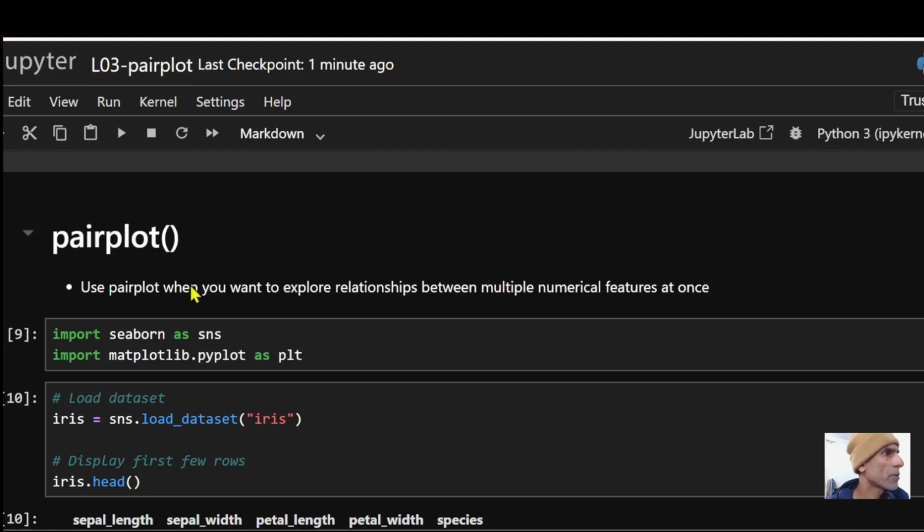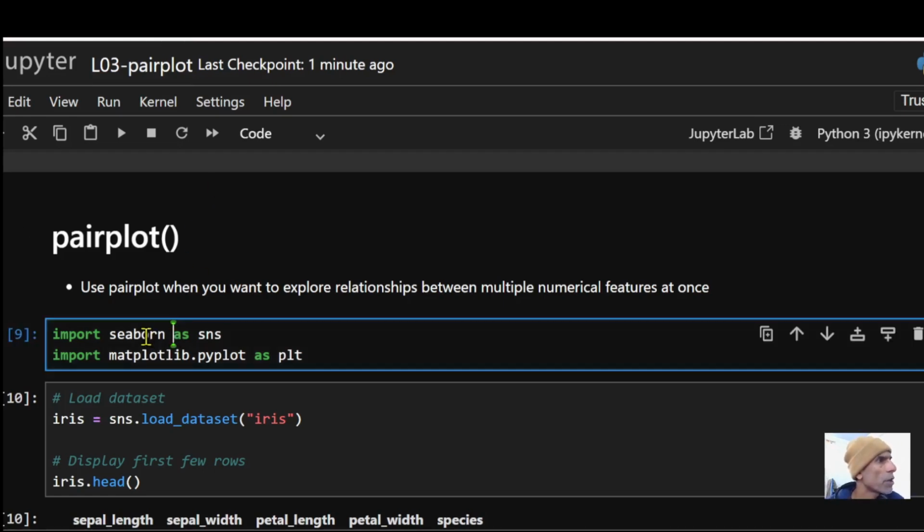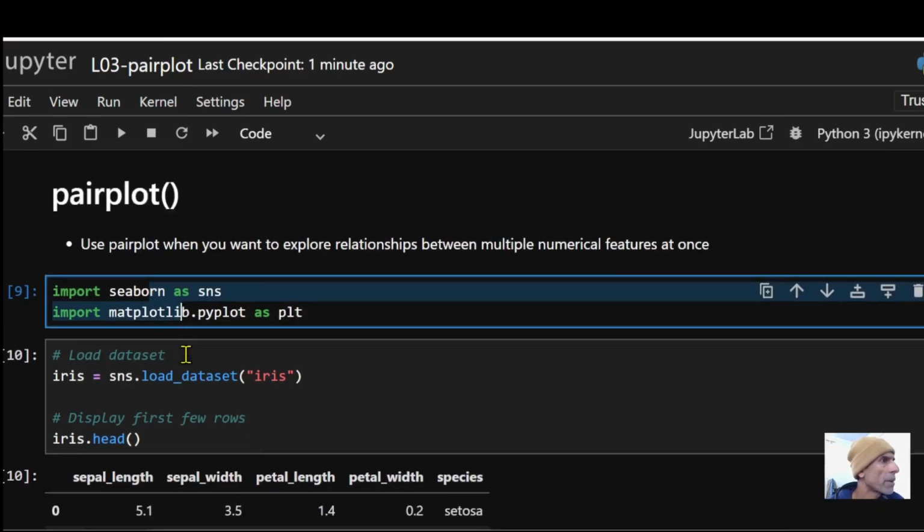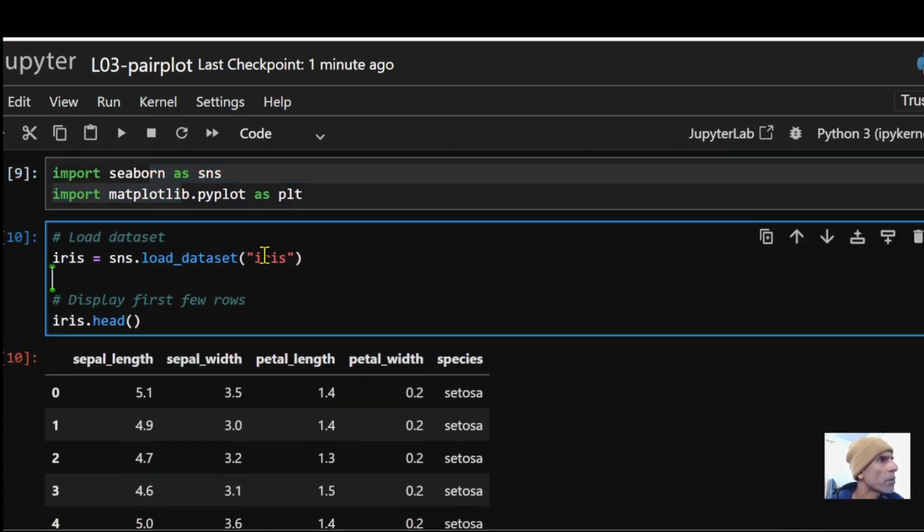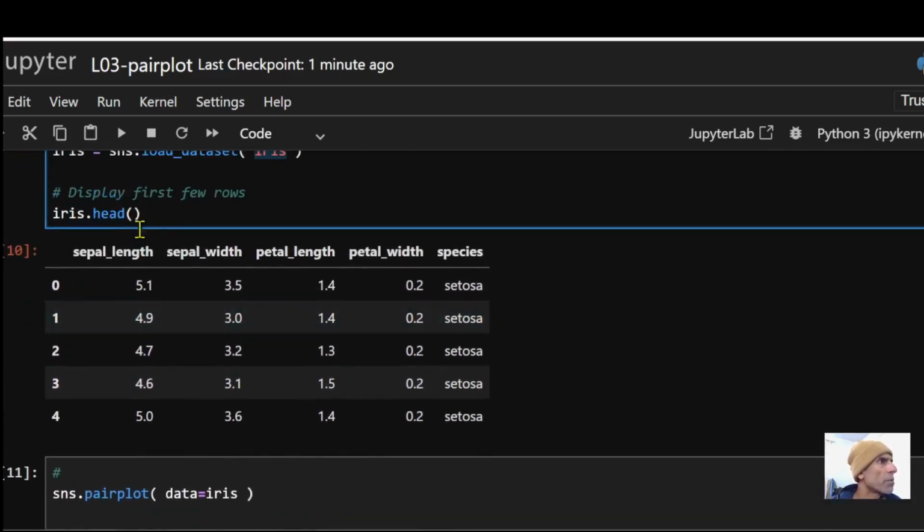So let's do some examples, so this way we can understand that. I'm importing my Seaborn, and I'm also importing my Matplotlib library. Seaborn provides you this iris dataset, so that's the one I'll be using in this session. Let's load our iris dataset and print out a few rows of it.